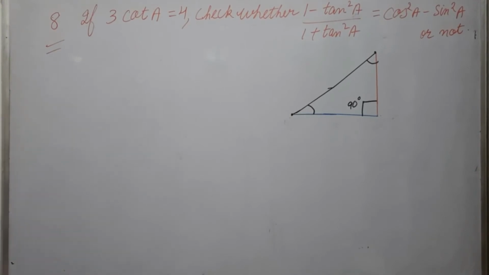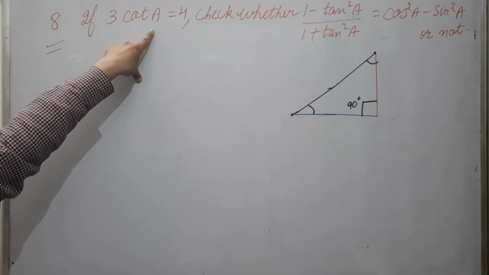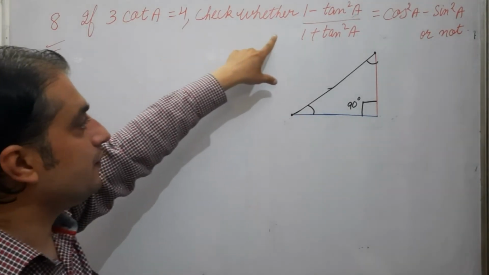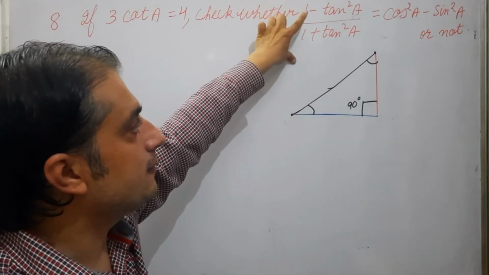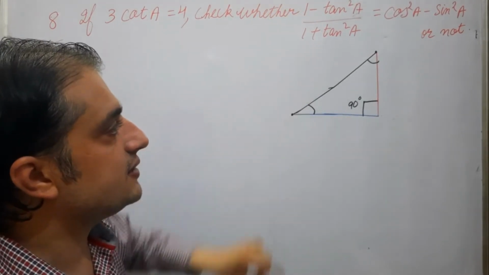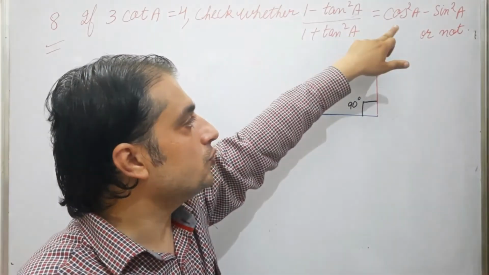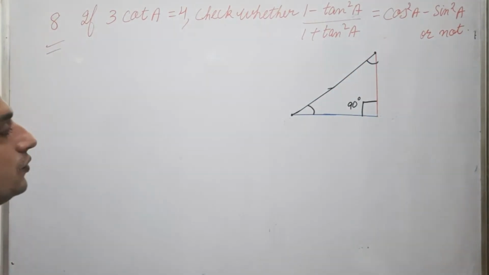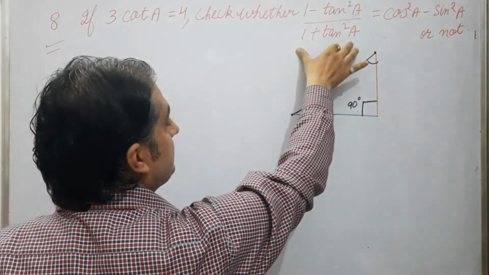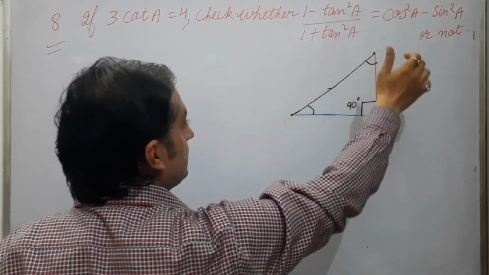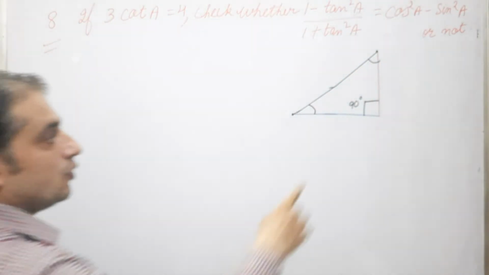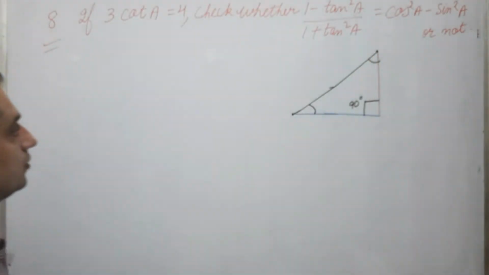So in question number 8, if 3 times the t ratio cotangent of angle A is equal to 4, check whether this expression (1 minus tan square A) upon (1 plus tan square A) is equal to cos square A minus sin square A or not, right? So we have to verify whether this expression is equal to cos square A minus sin square A or not.